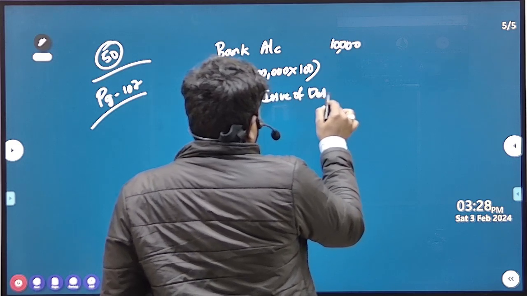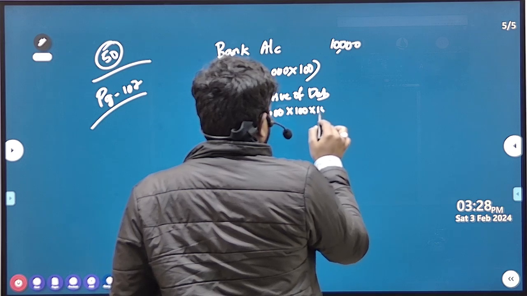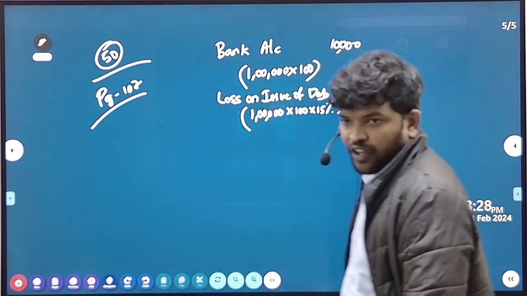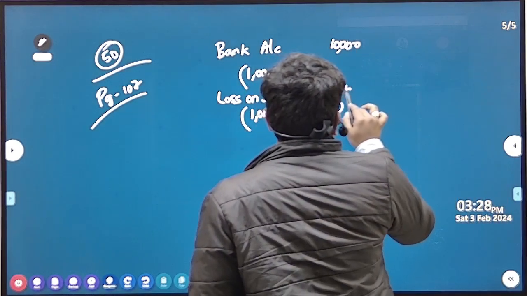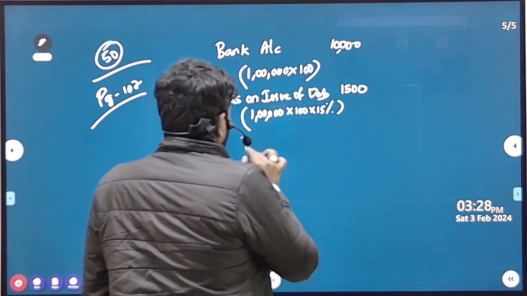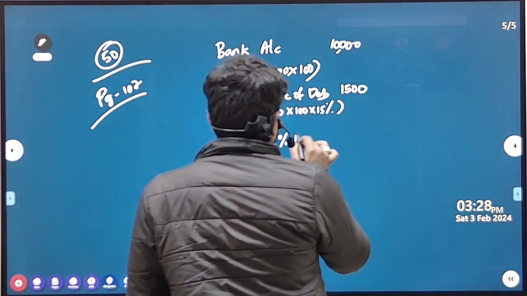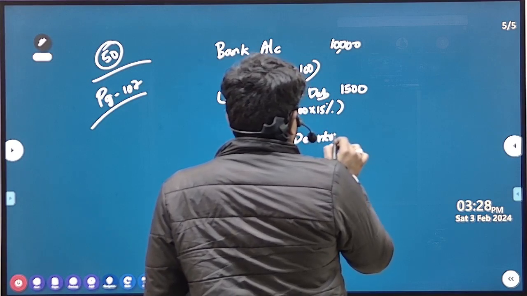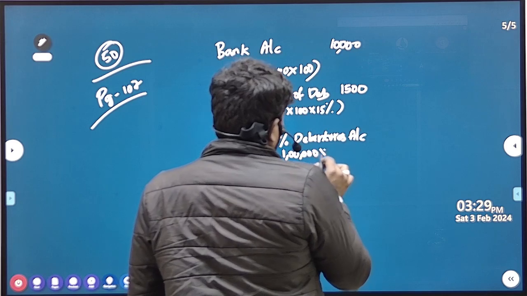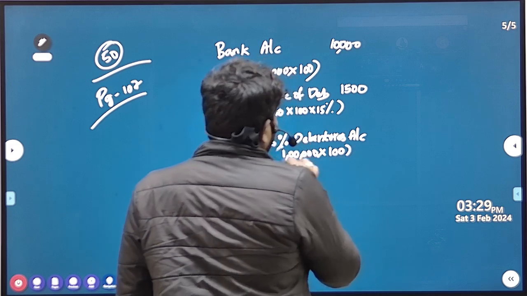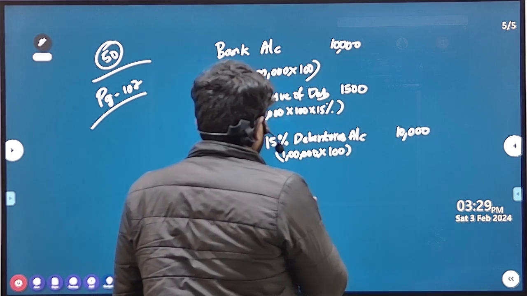How much? 1 lakh debentures into 100 rupees into 15%. Okay? How much? 15 lakh, so in thousands 1500, to 15% debentures account. 1 lakh debentures into 100 rupees is 10 lakhs, it comes to 10,000. Yes, to premium on redemption.